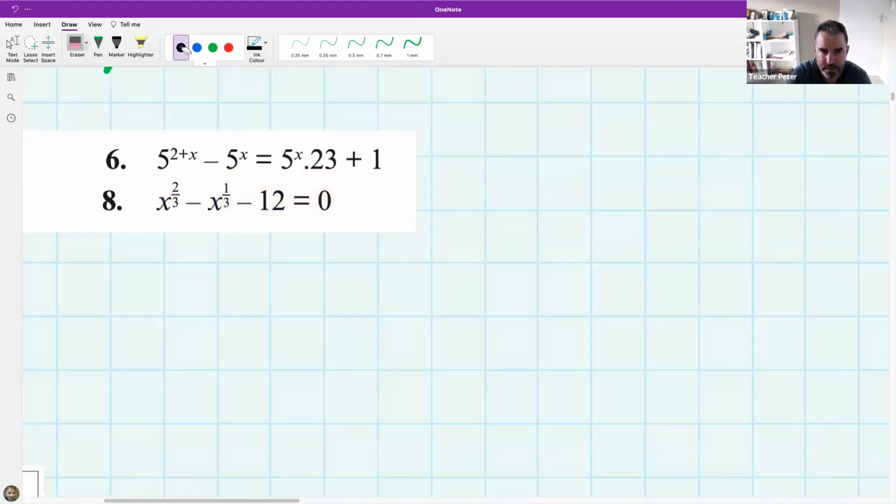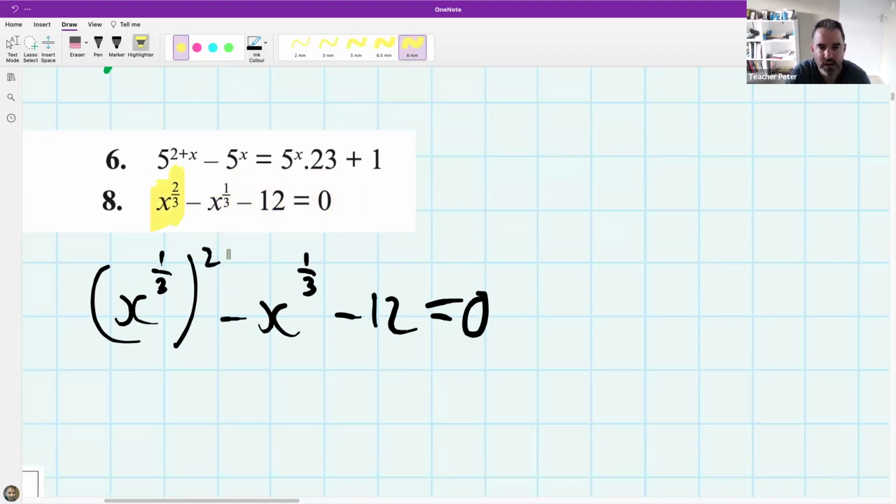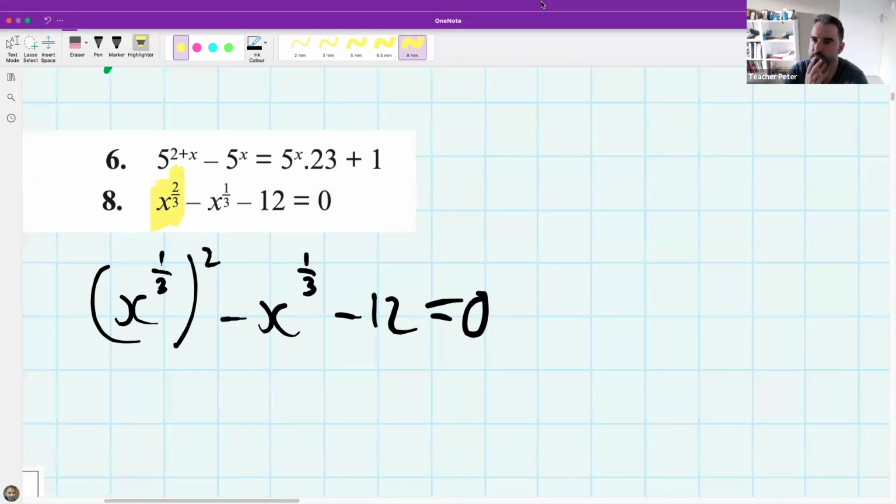That's the giveaway. So what I'm going to do is rewrite this like this. Now, is that still the same question? Yes, because 2 times 1/3 is 2/3. So what technique do you think I'm going to use to help me again to solve question 8? Okay, it's going to be the k method again, exactly.